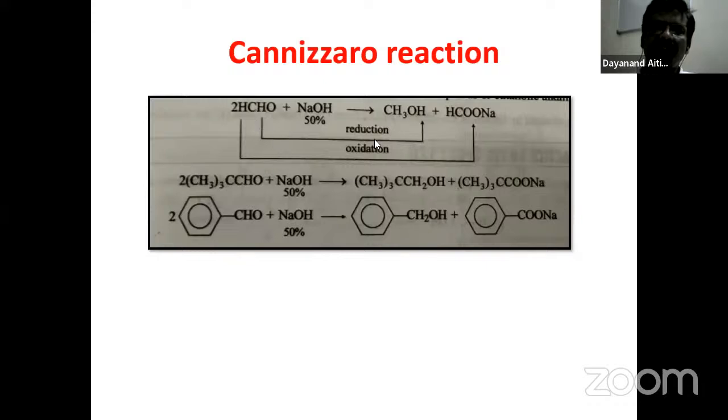Formaldehyde is converted to methyl alcohol and sodium formate. Benzaldehyde is converted into benzyl alcohol, and sodium benzoate is formed like that.